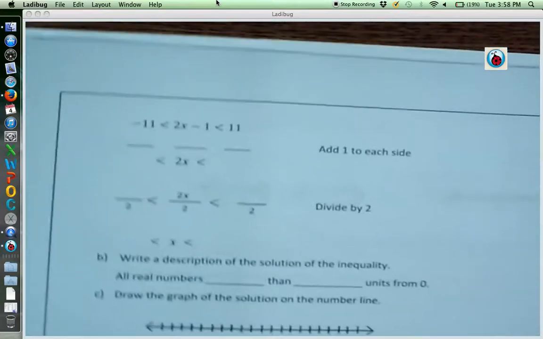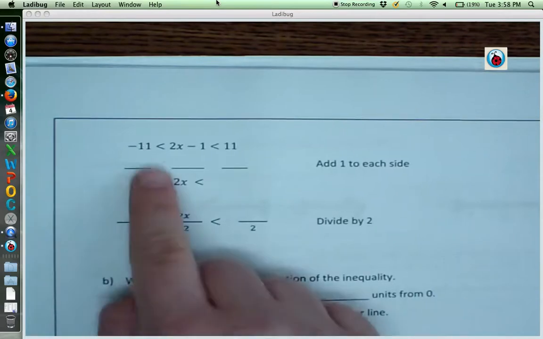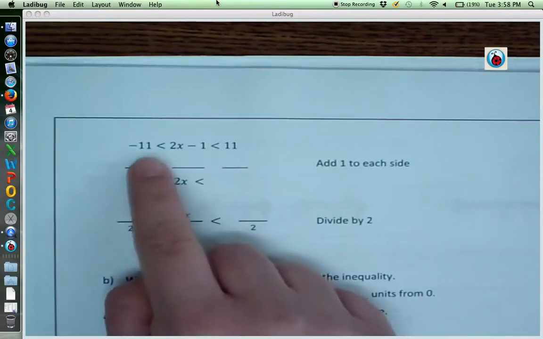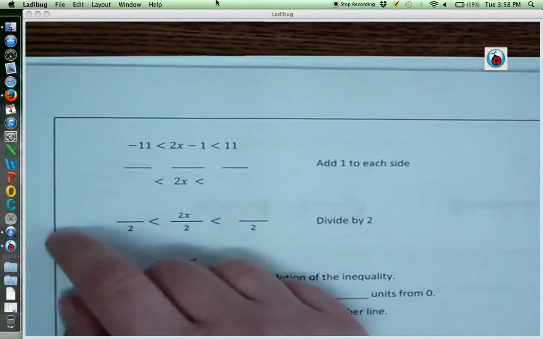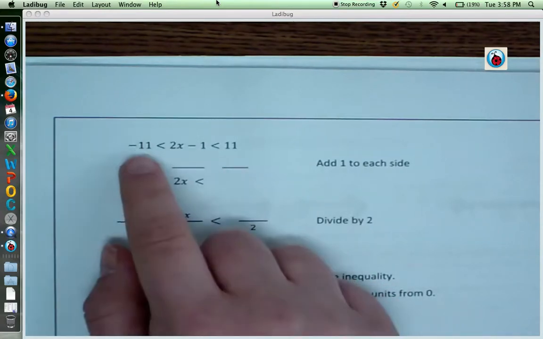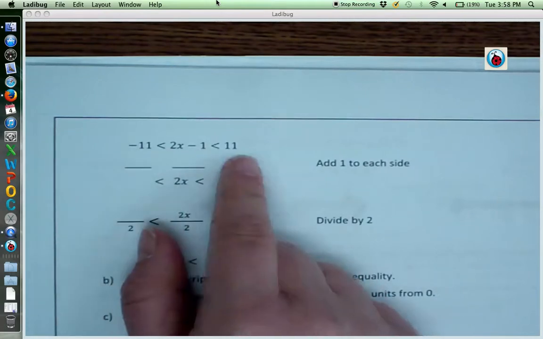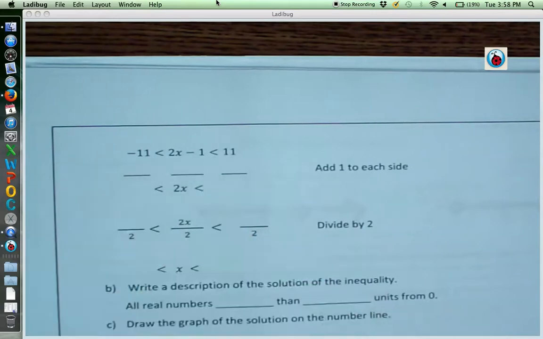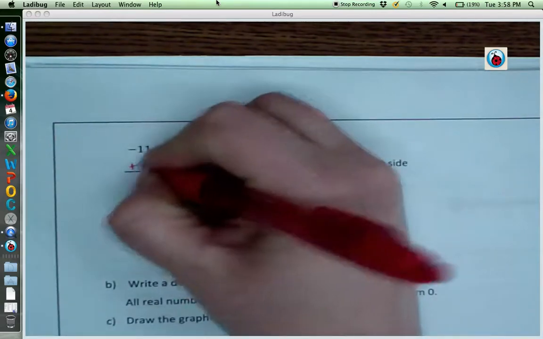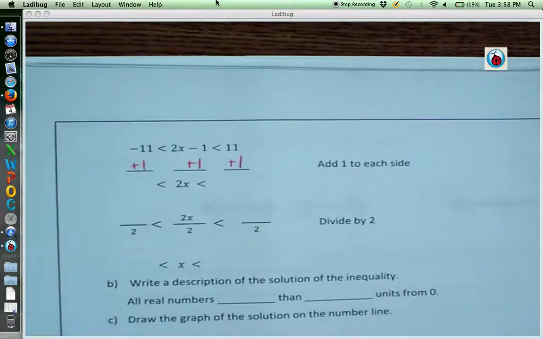All right, so I have this compound inequality. I have that 2x minus 1 is between negative 11 and positive 11. What I could do is, now that this is not like an equation where there's two sides, there's kind of three different places. I could add 1 to all three sides of this. So I'm going to add 1 here, here, and here as one of my steps to start getting x by itself in the middle.